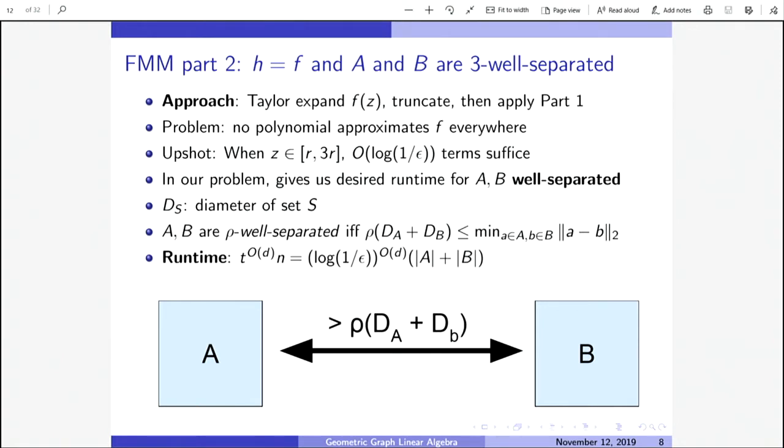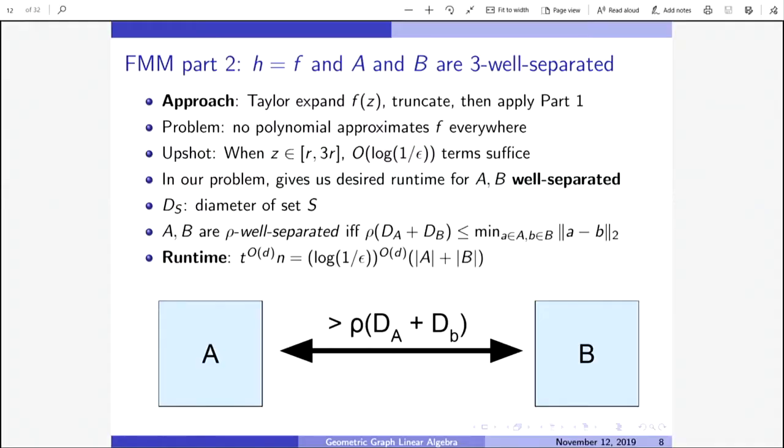And what if you set rho to something else? Can you say what you would get? I don't think you would get anything better, but I can talk about that with you afterwards if you want. Any other questions about the well-separated part?